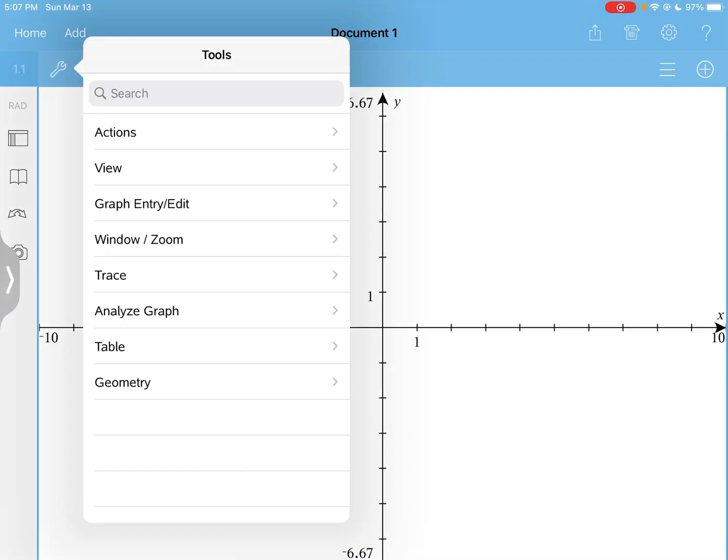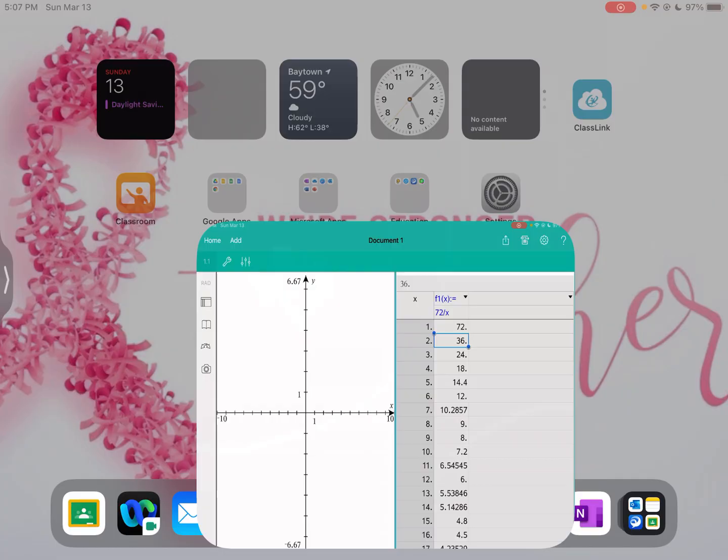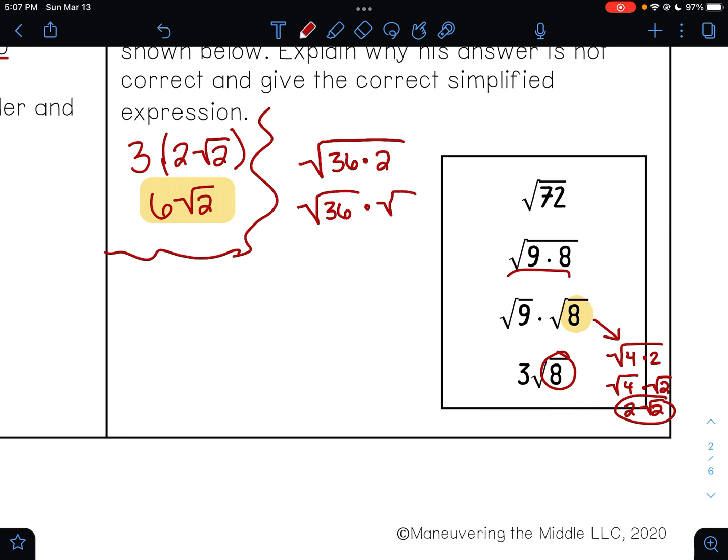72 divided by x. Control T for our table. Okay, so if we would have started right here, instead of using 9 and 8 like Ulysses did, we could have used 2 and 36. So this is a different way to do it. So we break it down to the square root of 36 times the square root of 2, which is, square root of 36 is 6. Square root of 2 stays that, and that's what we got in the other one.